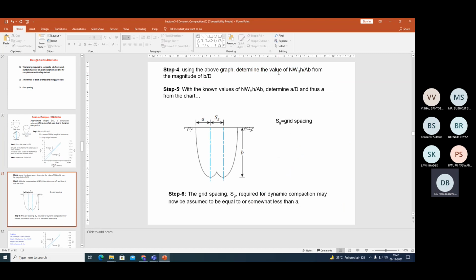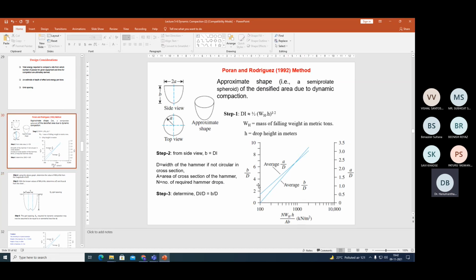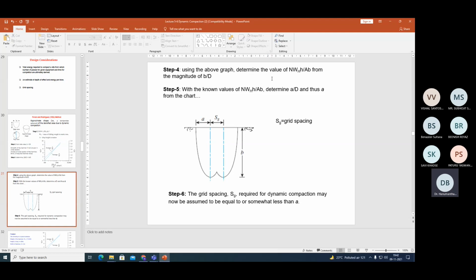using the above graph, determine the value of the NWH by AB. Suppose from step number 3, if I know the B by D value, so draw a horizontal line onto the B by D graph, and from there you drop a vertical line onto NWH by AB. So therefore, if I know B by D, I am able to pick up the value of the NWH by AB. So that's the step number 4.